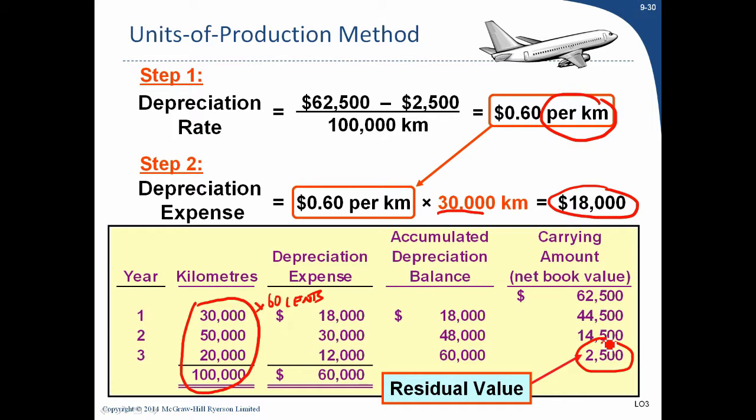In the end, we get to the same result. We still depreciate 60 grand. It's how we depreciate it. This is going to impact earnings for years 1, 2, and 3, right? So we want to make sure that earnings are accurately stated in years 1, 2, and 3.